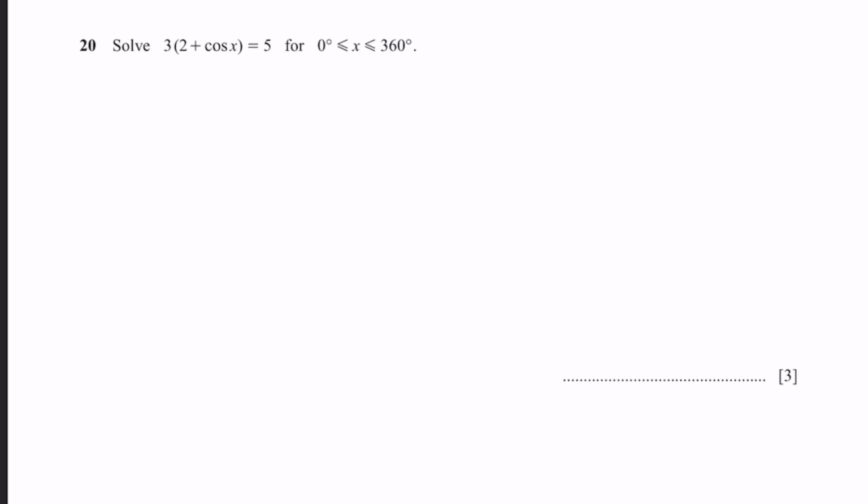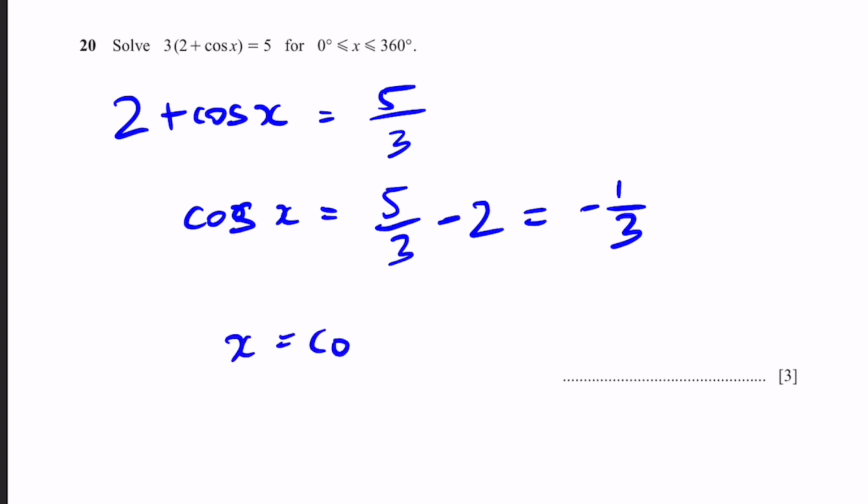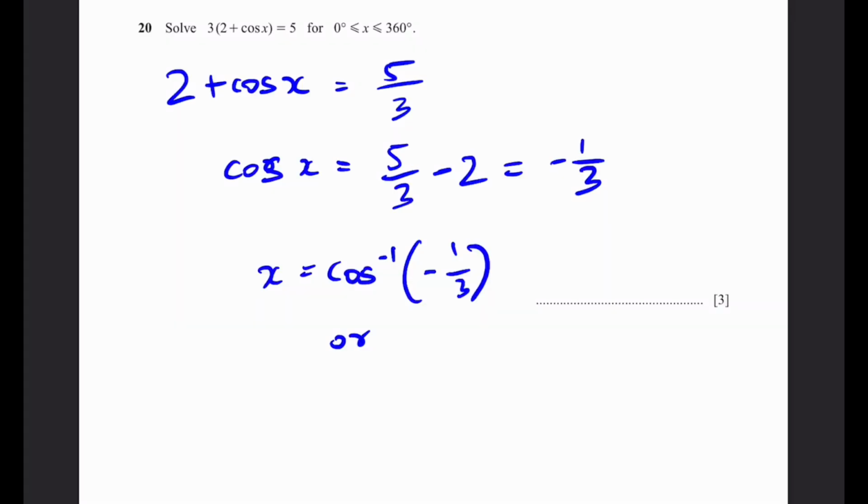Question 20. Solve 3 into 2 plus cos x equals 5 for 0 less than or equal to x less than or equal to 360. That means 2 plus cos x is equal to 5 by 3. And that means cos x is equal to 5 by 3 minus 2, which is equal to minus 1 by 3. x is equal to cos inverse of minus 1 by 3, or x equals 360 minus cos inverse of minus 1 by 3. Why are we doing this?